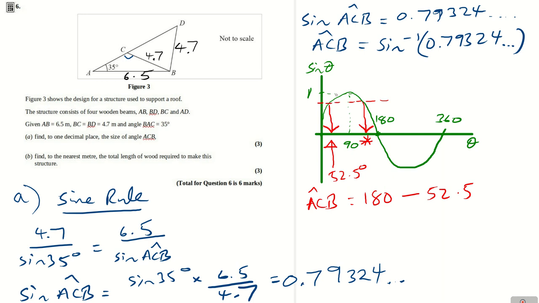which is, I mean, the graph is symmetrical, so the calculator tells us that this first angle is 52.5, but because we want one that's bigger than 90, because the angle we can see is obtuse, that means we've got to do 180 minus 52.5, and that gives us the angle ACB, which is 127.5 degrees to 1 decimal place. Okay.